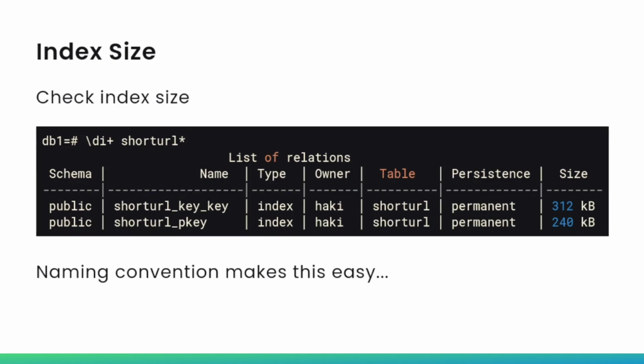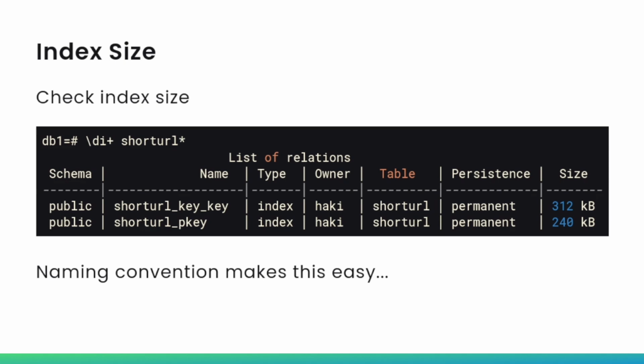If we want to check the size of an index, we can use the \di+ command with the name of the index, or we can use a wildcard. In this case, I've used a very specific naming convention, so I can do that. I can do \di+ short_url*, and it gives me the 2 indexes, the primary key and the unique index that I have defined on the key column, okay?